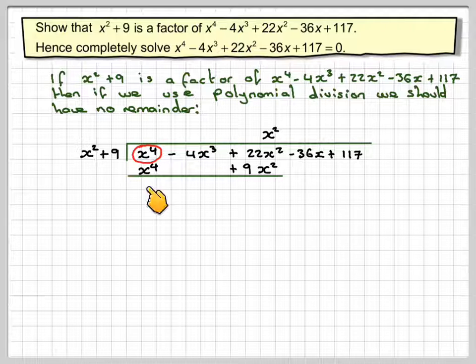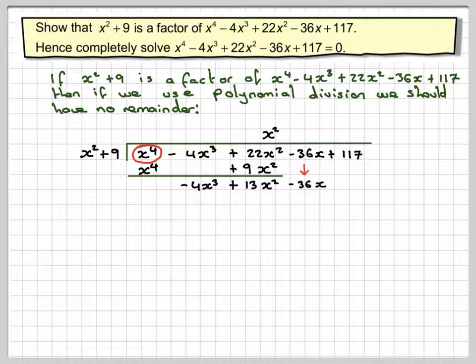Doing the subtraction, we get nothing from here. Minus 4x cubed, take away nothing, is minus 4x cubed. 22x squared minus 9x squared gives me 13x squared. Bring down the minus 36x. So the spaces here are very, very important.